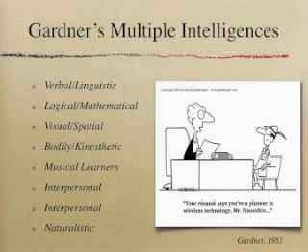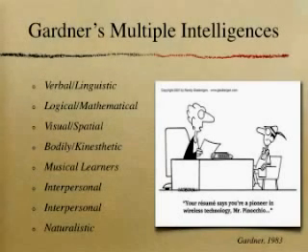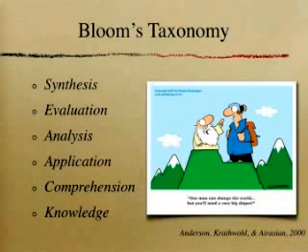So as you move through this course, I strongly suggest you use the integration matrix in Hecox's book on pages 78 through 79. This will help you plan according to both Bloom's taxonomy and Gardner's multiple intelligences. So let's take a look at Bloom's taxonomy.